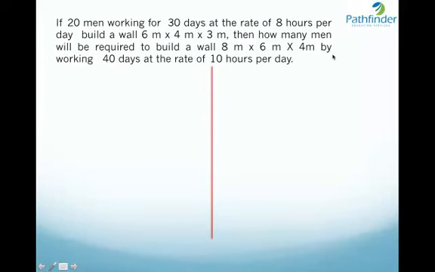So again, writing the two different work equivalence equations, 20 men into 30 days at the rate of 8 hours per day. Now here it is not exactly man days, but we get man hours. So 30 days into 8 hours, so 240 hours worked by each of the 20 men. So we get 20 into 240 man hours. However, it does not change the concept. So 20 into 30 into 8 into R, that is the rate of work, must be equal to the output. And what is the output? 6 into 4 into 3, a wall which is worth 6 into 4 into 3.